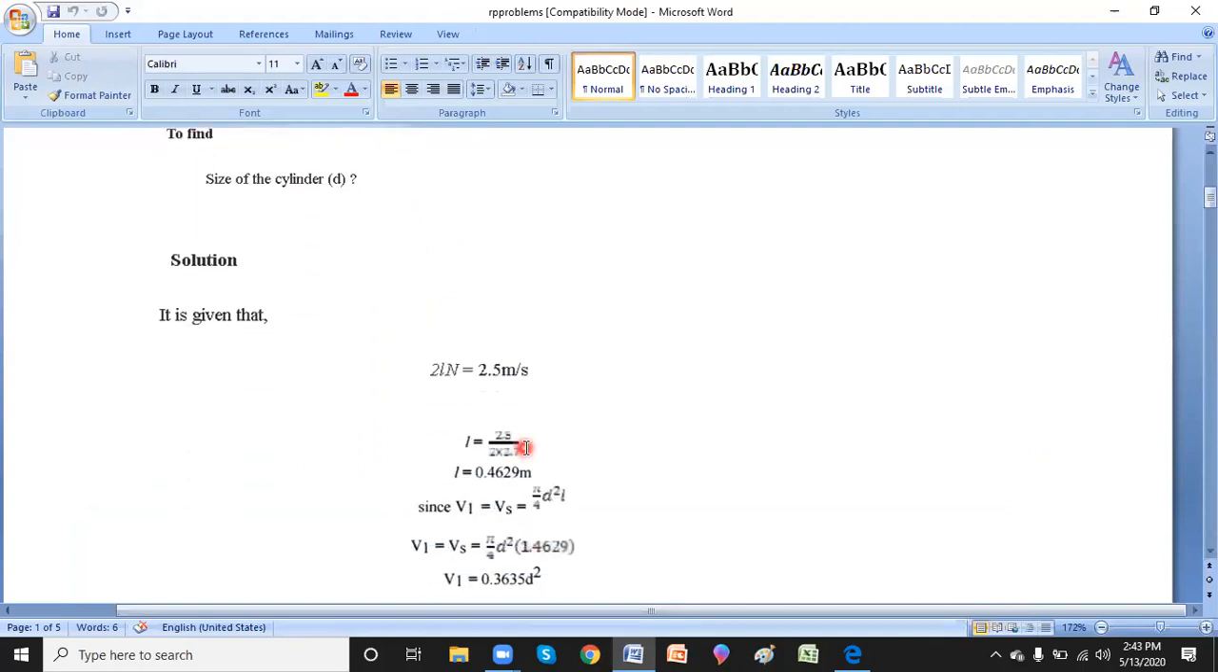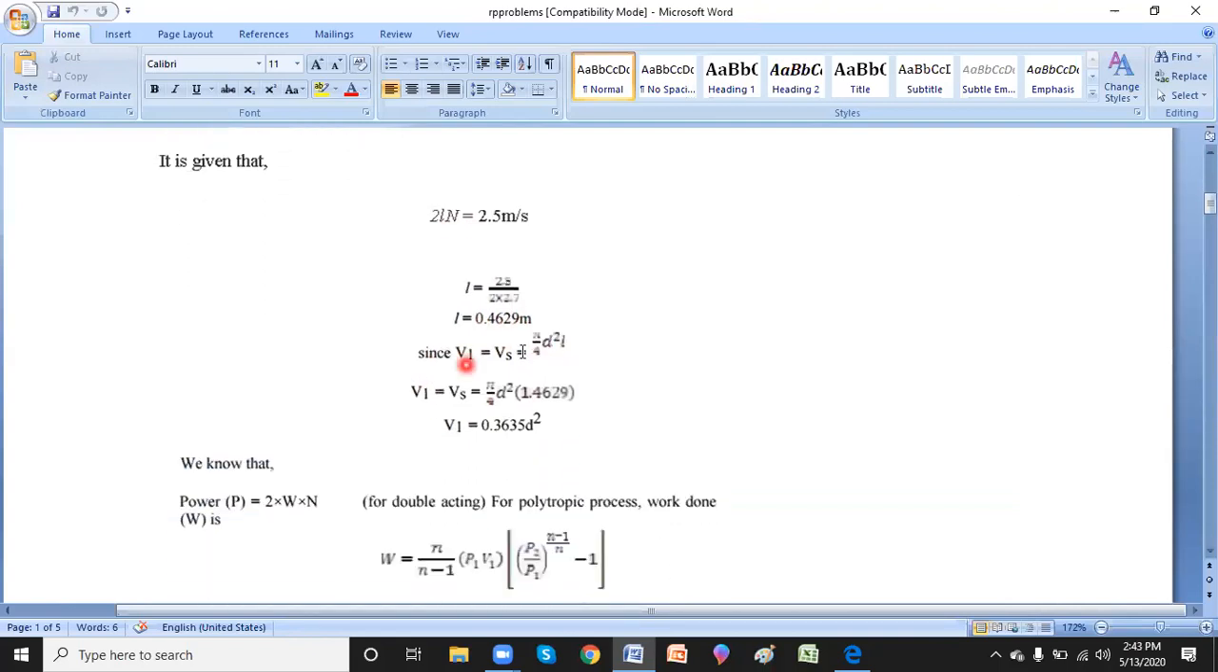First I'll take the piston speed, that is 2LN. N I know already, and 2L is the stroke length. First I'll find out the stroke length. Then the swept volume, which is pi by 4 d square L. That is the formula for swept volume. Except d, I'll find the swept volume in terms of d, where L is known. So it comes around 0.3635 d square, right? This is the swept volume or V1 in this particular problem.